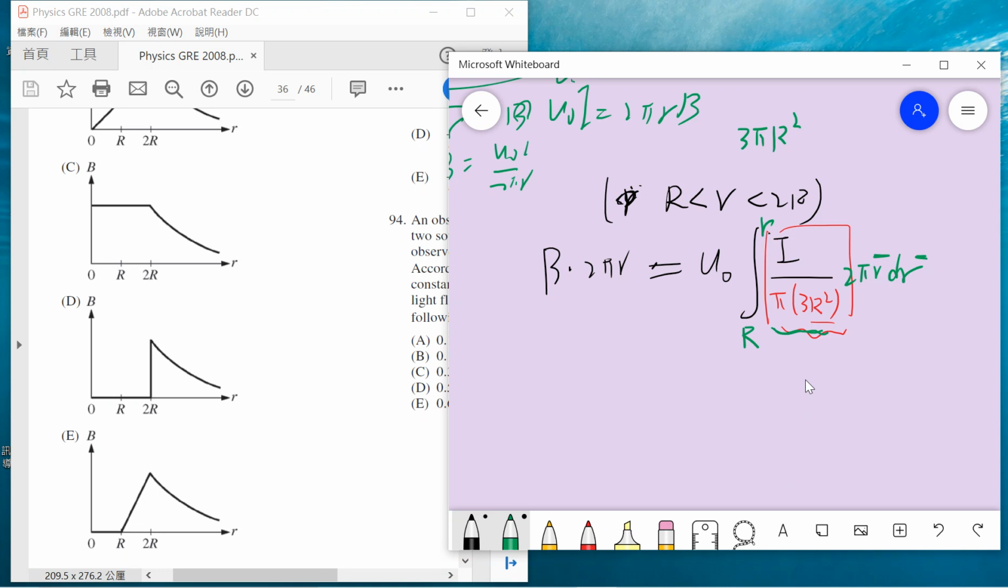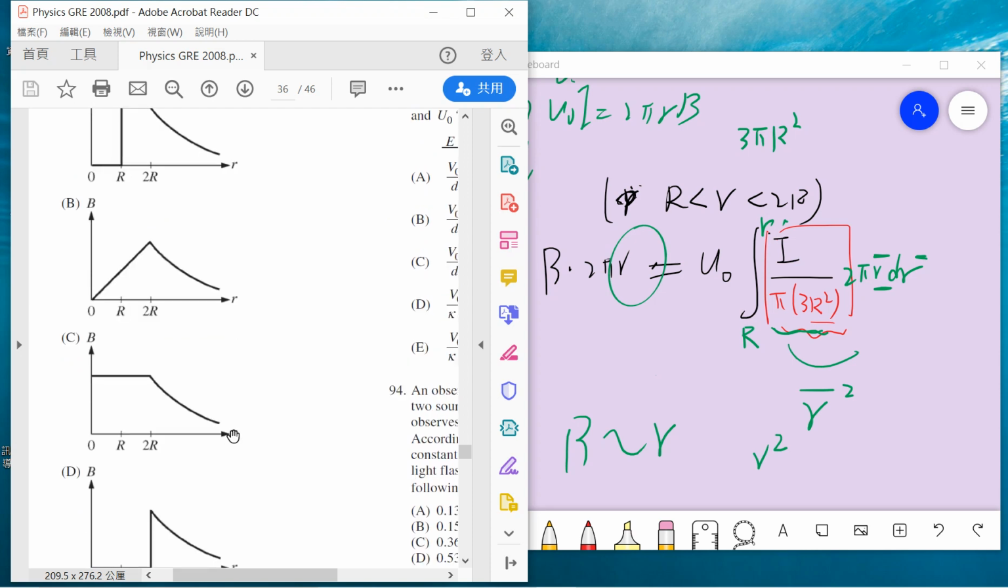Okay, and then we do the calculation. Basically, we don't need to do all the calculation. We just need to find the dependence on r. Since there is r bar, when we do the integration we will have r bar squared, and then plugging in r, we will have r squared. And from the left-hand side, we still have an r. So we know that B should be linear in r.